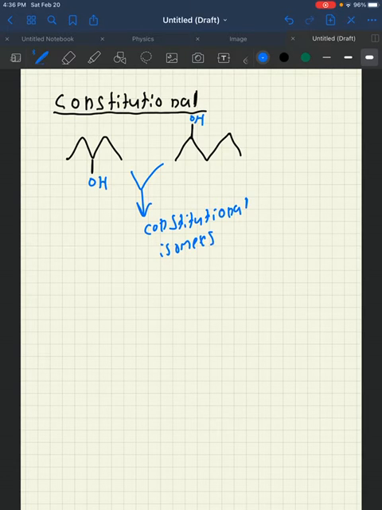So these two are constitutional isomers. Another great example of this would be, let's say we have this molecule right here, and then I wanted to do this. Actually, one second. Let's ignore that part, that's a bit too complex of an example. Here's another simple example of a constitutional isomer.